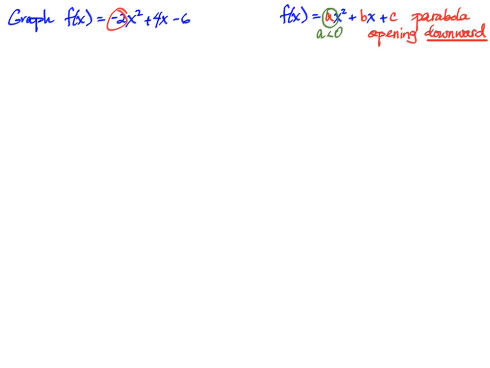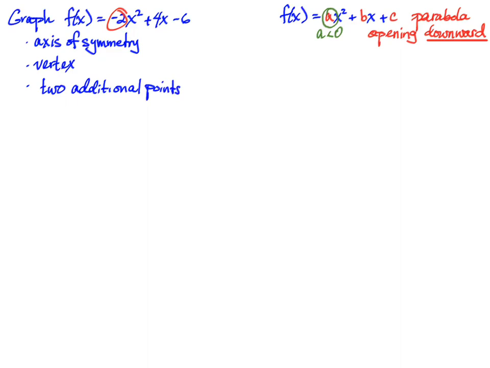All right, so the properties we're going to use to sketch this graph are, first of all, we're going to find the axis of symmetry. We're going to find the vertex of the parabola, and then we're going to find two additional points on the parabola. So we're really only finding 3 points, the vertex and 2 additional points, but we're going to figure out those points using the axis of symmetry.